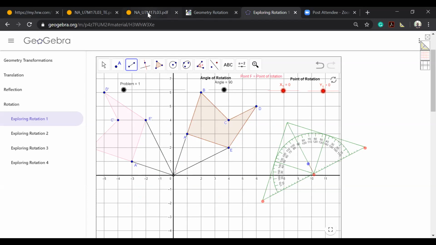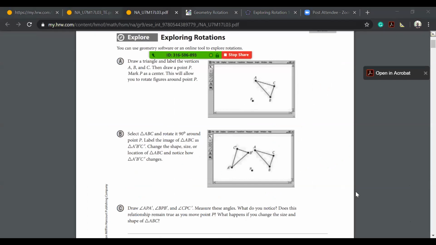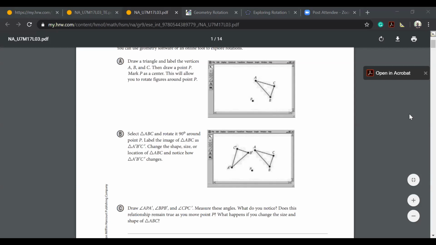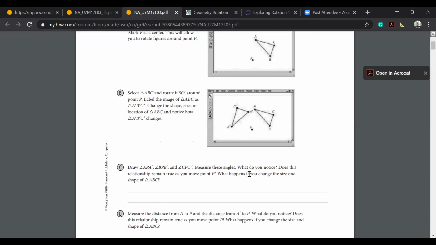So in question C, when he was asking to draw the angles and measure them, what do you note? All of them are equal, and they are equal to what? To the 90 degrees that I rotated. All of them are equal to the angle of rotation. Does this relationship remain true as you move point P?